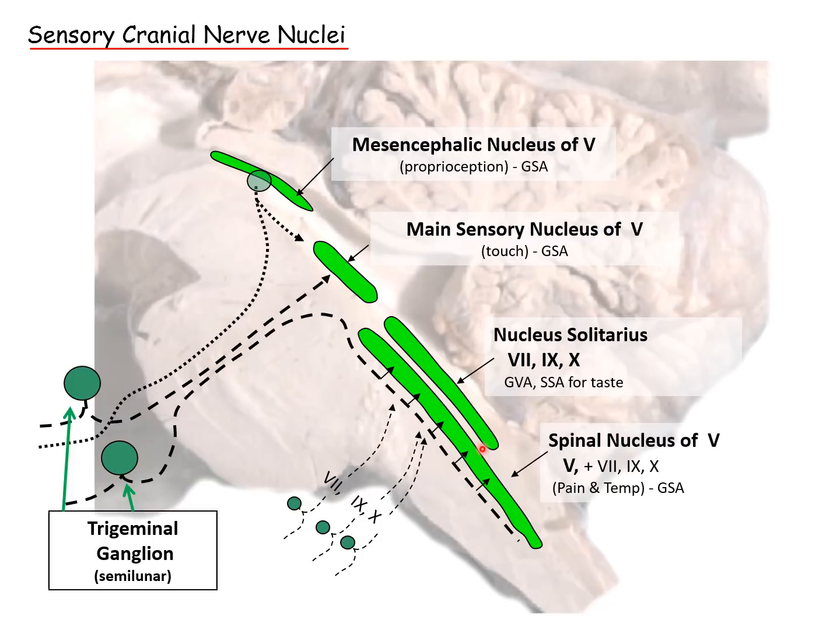So those basic sensory fibers that we see in the periphery, both in the head as well as in the body, in this cranial nerve are sorted out into very discrete nuclei within the brainstem. And we also see nucleus solitarius that has sensory information coming from 7, 9, and 10, and that's information about taste.